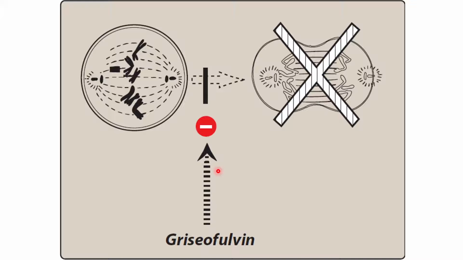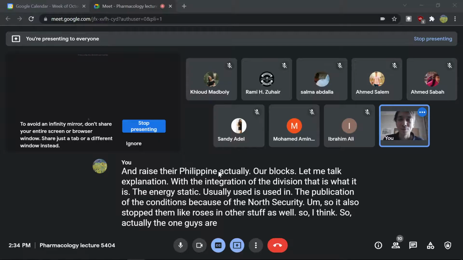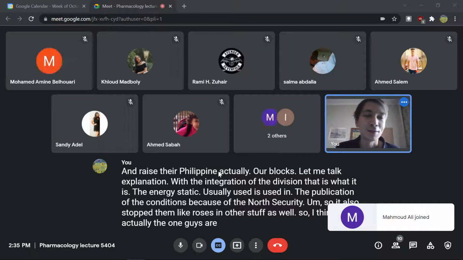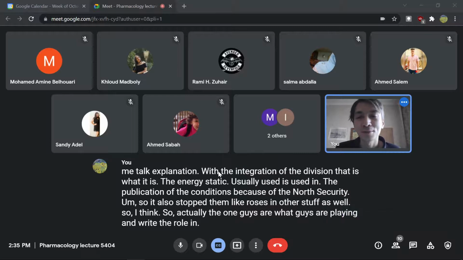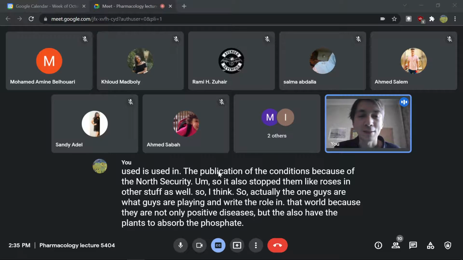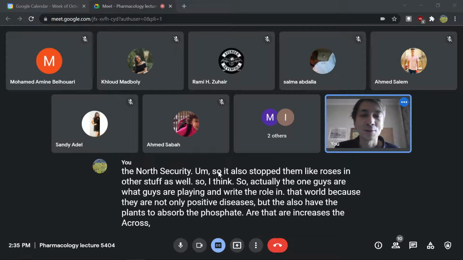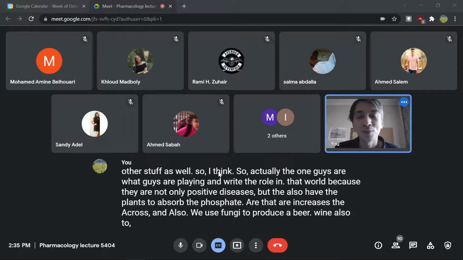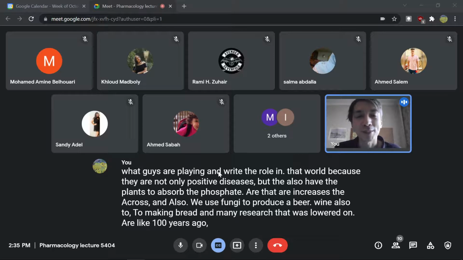So actually fungi are playing a vital role in the world because they are not only causing diseases, but they also help the plants to absorb the phosphates that increases the crops, and also we use fungi to produce beer and wine, and to make bread, and a lot of research that was done like 100 years ago, for example by Pasteur, is still used.